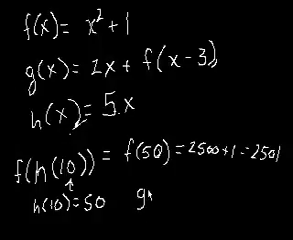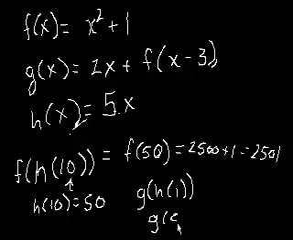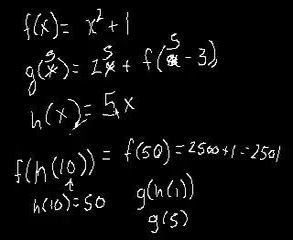What is g of h of 1? Well, we take h of 1. H of 1 is 5, so this is equal to g of 5. And g of 5, we just replace a 5 here. So g of 5 is equal to 2 times 5 plus f of 5 minus 3, right? We just take wherever we saw an x, we replace it with a 5.